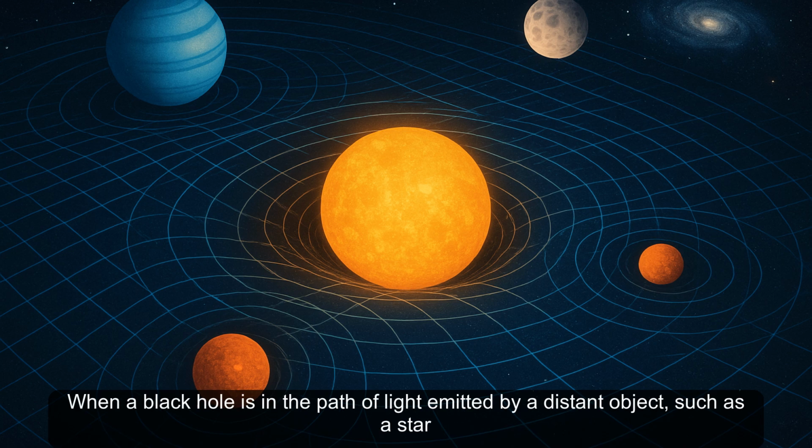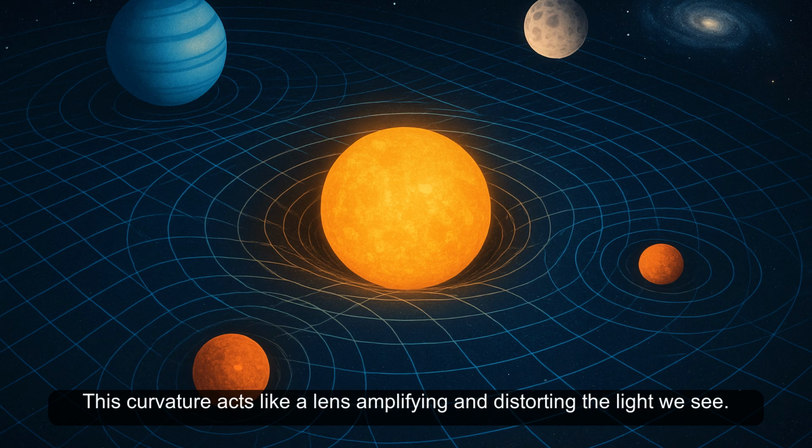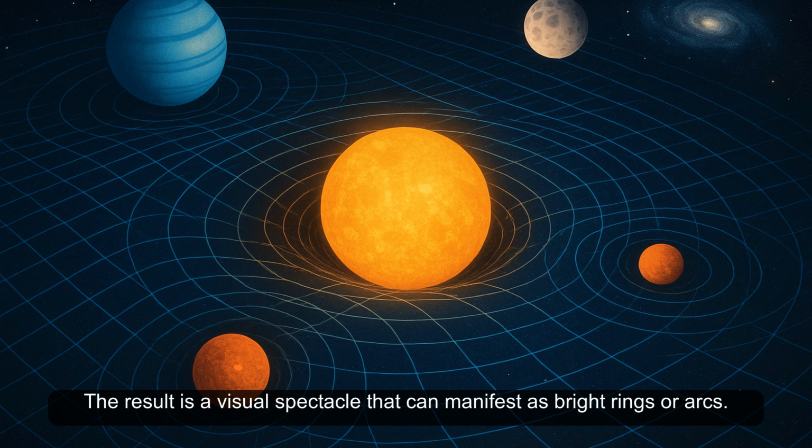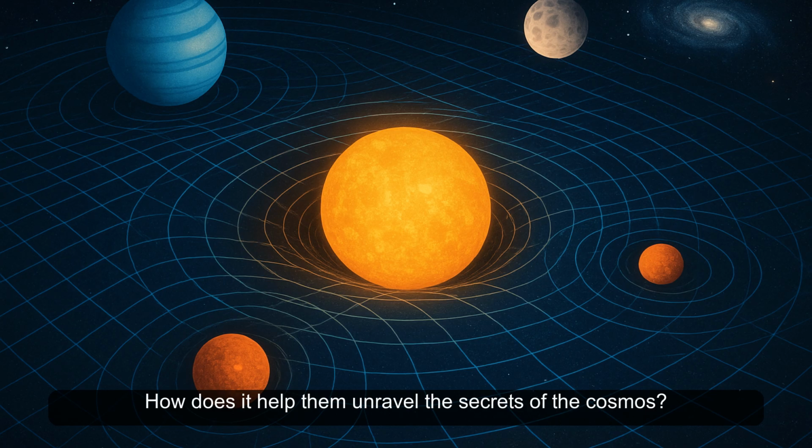When a black hole is in the path of light emitted by a distant object, such as a star or a galaxy, its gravity can curve the space-time around it. This curvature acts like a lens, amplifying and distorting the light we see. The result is a visual spectacle that can manifest as bright rings or arcs. But what does this mean for astronomers? How does it help them unravel the secrets of the cosmos?